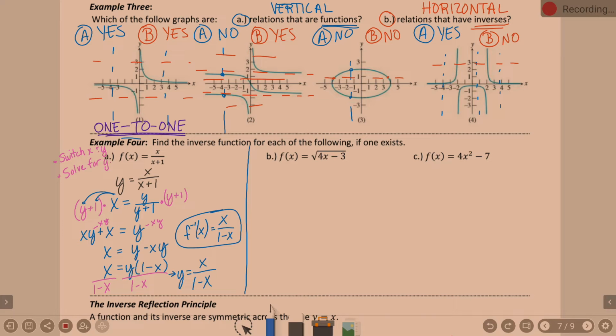I don't think I left quite enough room in that section. Oh, just for that one problem right there.